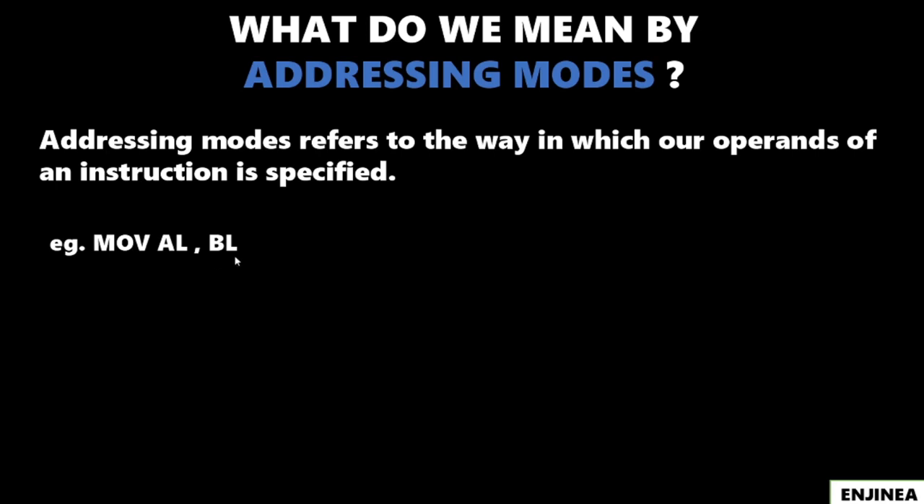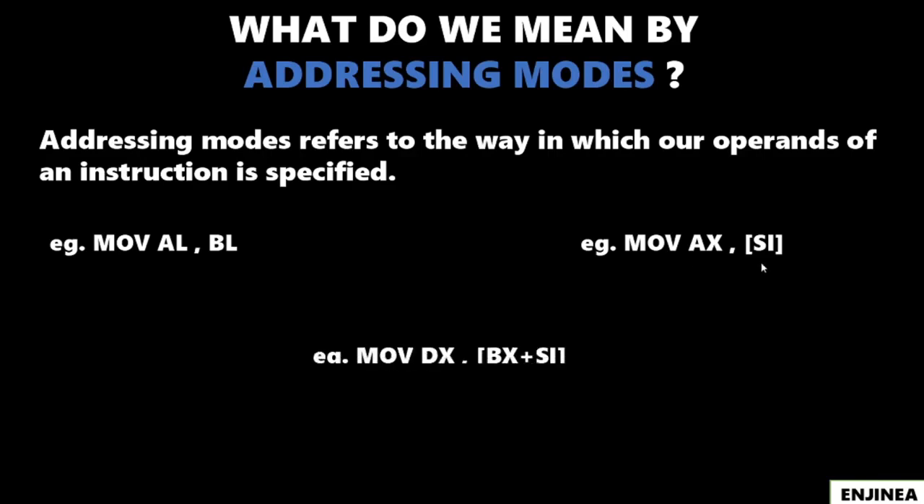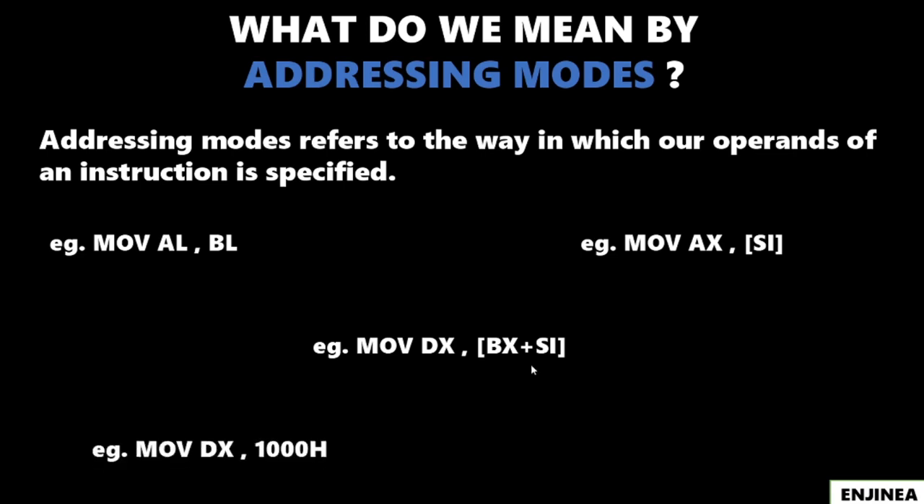So the operands in our instructions can be specified in various ways. This is one way. Another way can be MOV AX, [SI]. Another way can be MOV DX, [BX + SI]. Similarly, another way can be MOV DX, 1000H. So what we can observe from here is all these operands can be specified in a number of ways, and all these ways refer to the various addressing modes that we have in our 8086 microprocessor.